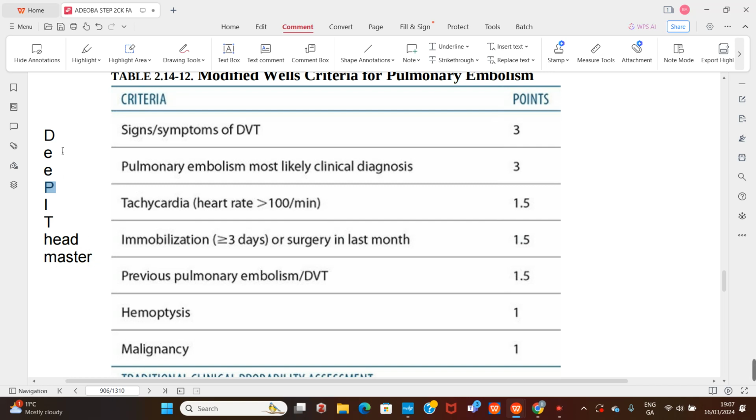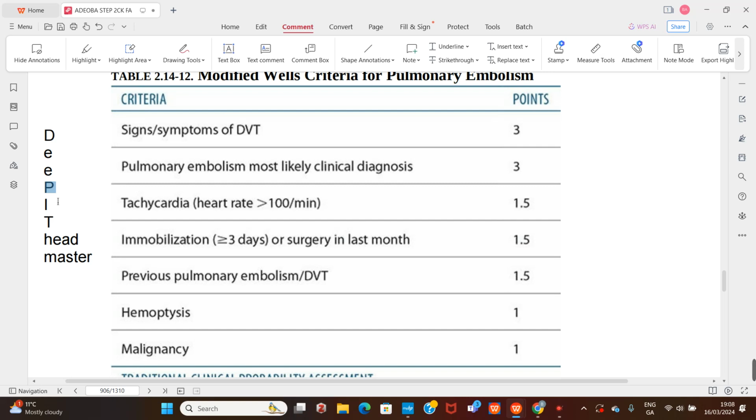So the DP, the first DP, they take 3. Once you identify signs and symptoms of DVT, you give the person 3. Once you think that you are also seeing additional features of PE, you give the person 3. So that's 6. So someone that has above 6 needs to get urgent treatment without investigation. We are going to talk about it.